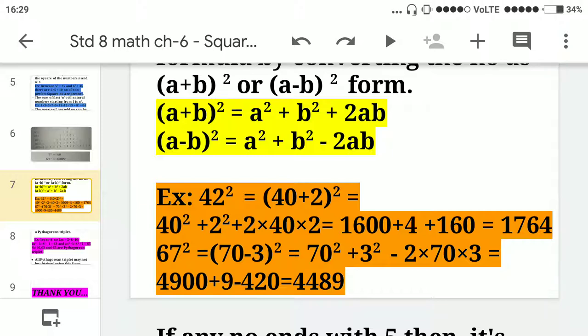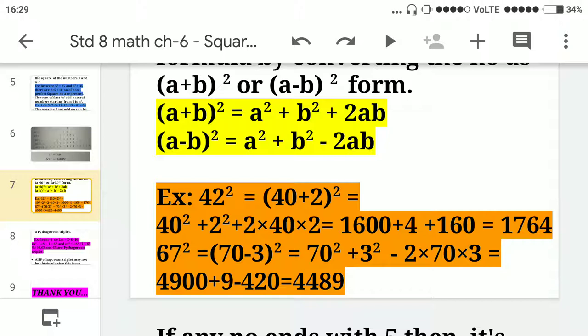So here we can have an example, 42. So 42 square can be represented as what? (40 plus 2) whole square, where 40 is a and 2 is b. So we can represent this as 40 square plus 2 square plus 2 into 40 into 2, that is 1600 plus 4 plus 160 equal to 1764. It is quite easy for calculation.